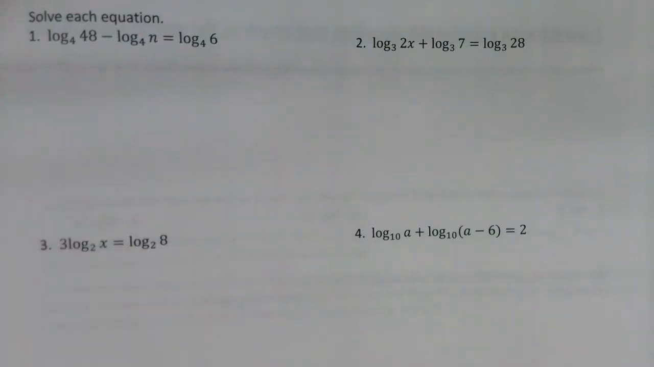So this first problem here, I see evidence of the quotient property. I know this because I have a subtraction sign in the middle of two logs with the same base. So I need to take that expanded form of the quotient property and make it into the condensed form so that I can work to achieve one of the two goals that we wrote down.